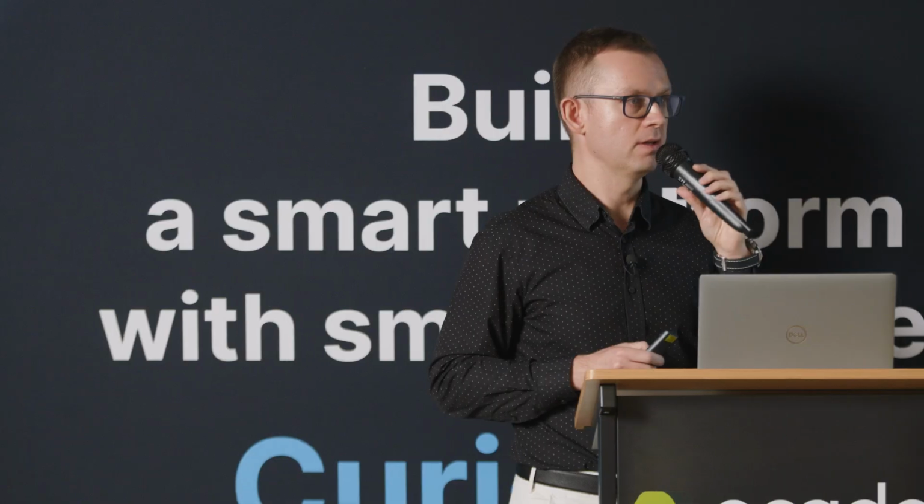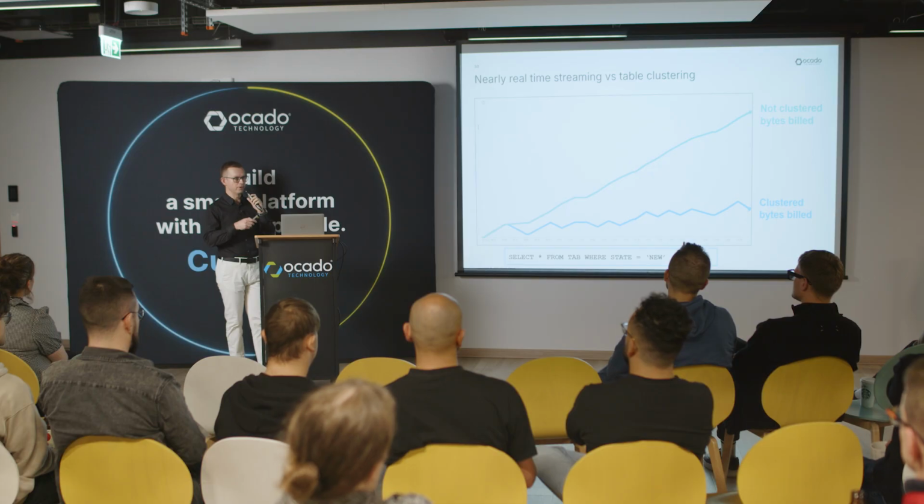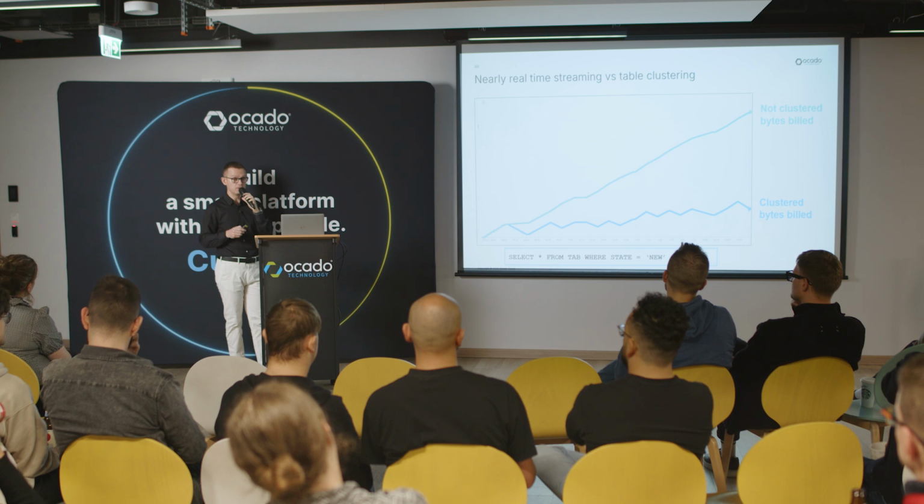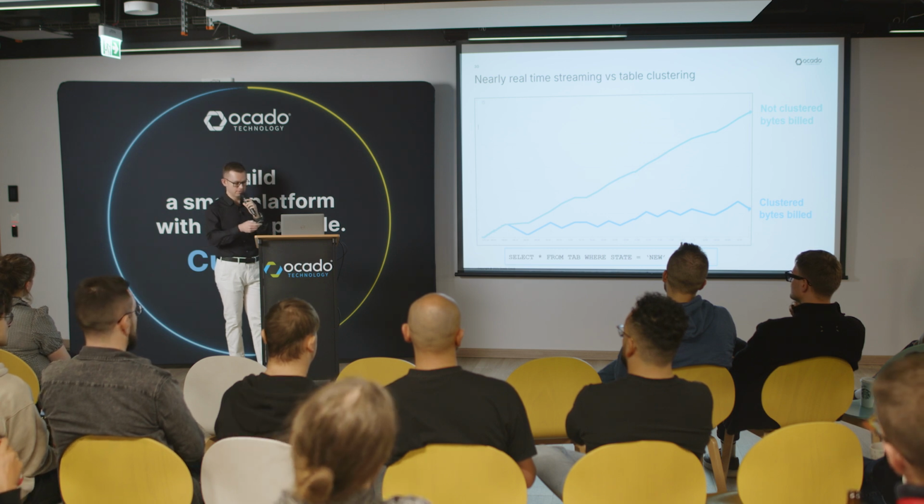Our observation is that Google reclusters the data for every 4.5 gigabytes. So this is perfectly fine for us. We have quite a lot of tables that are being streamed all the time and they are clustered.